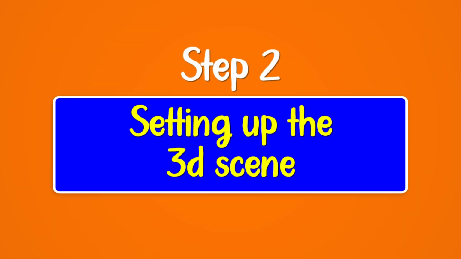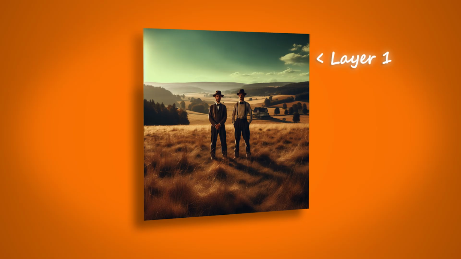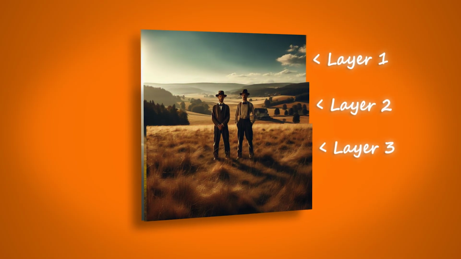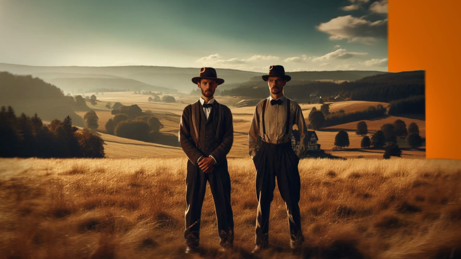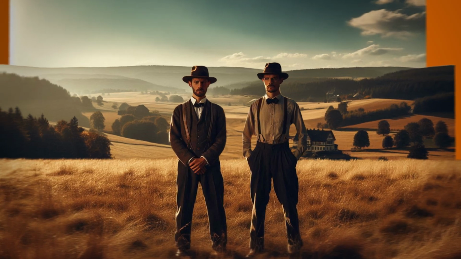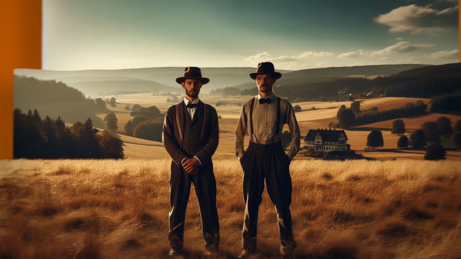Step 2. Setting up the 3D scene. In this step, we will take the 3 layers that we made and we will distance them in 3D space. So when we move the 3D camera, it will give the appearance that some are closer to the camera than others. This brings the scene to life and makes it look less flat and more dynamic in 3D.